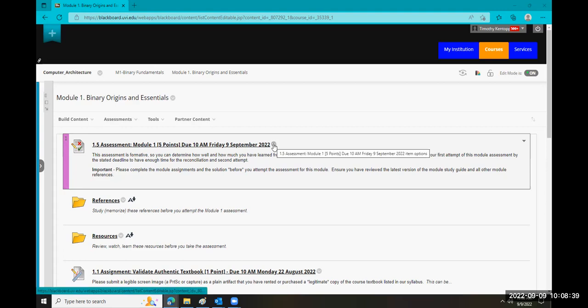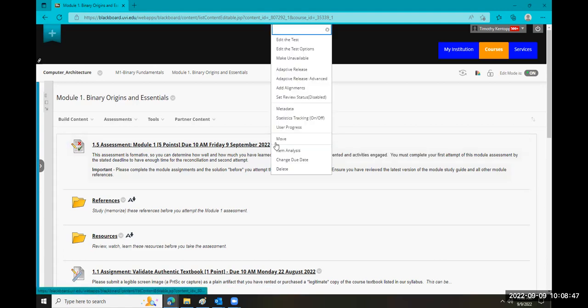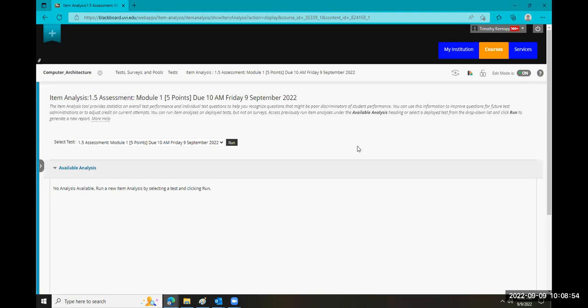So in order to do this, the other thing that's important about item assessments is that we need most all of the students to have completed their first attempt if this is going to work, which is why I send reminders and try to get people to do this. I'm going to select item analysis, and then I'm going to run this item analysis.